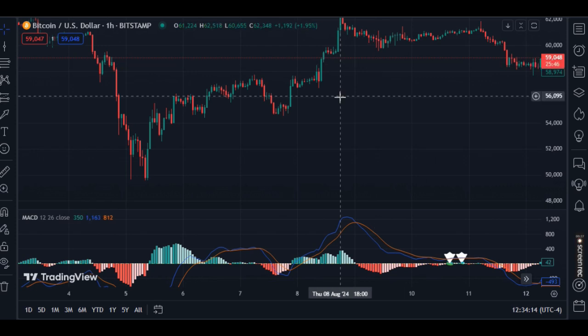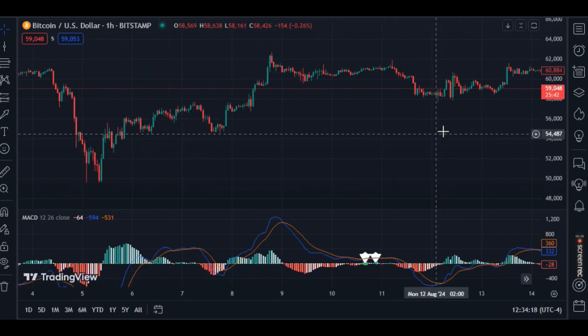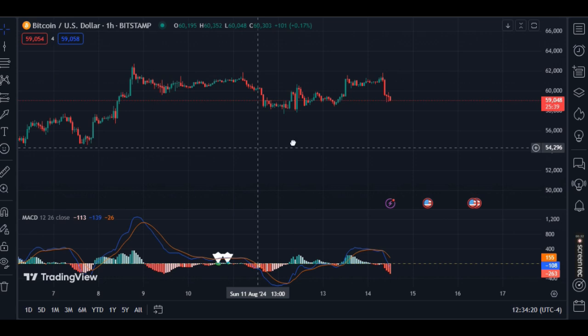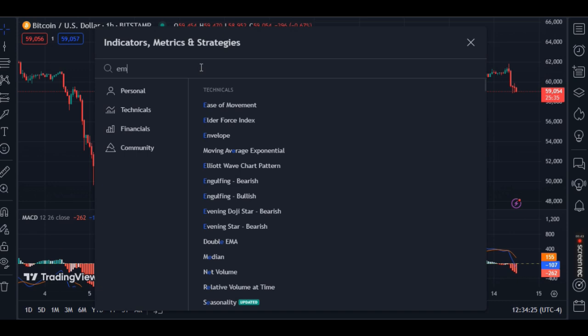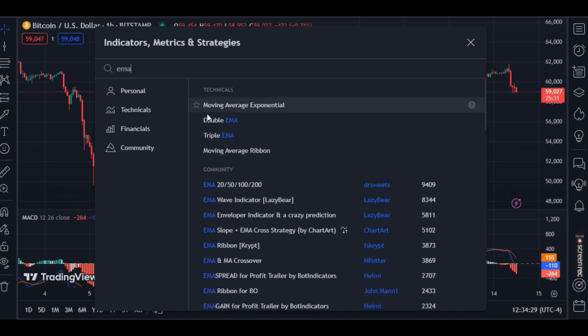A simple fix to this issue, for example, if we're trading long, we only want to trade if the market is in an uptrend. You never want to trade against the trend because the odds will always be against you. So an easy way to figure out if the market is in an uptrend, you simply just need to add a 200-day moving average. To do this, you're going to go to the Indicators tab on TradingView and type in EMA, which stands for Exponential Moving Average.